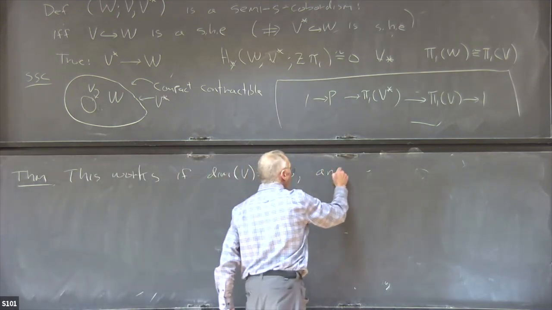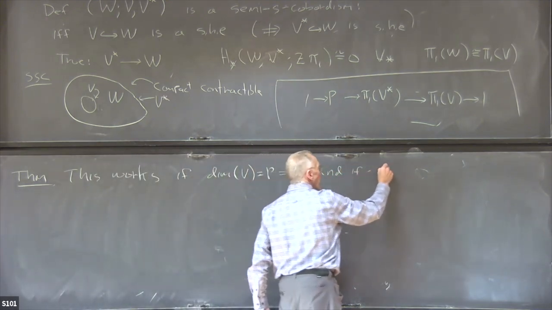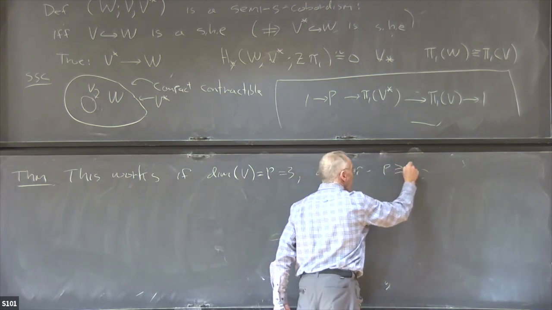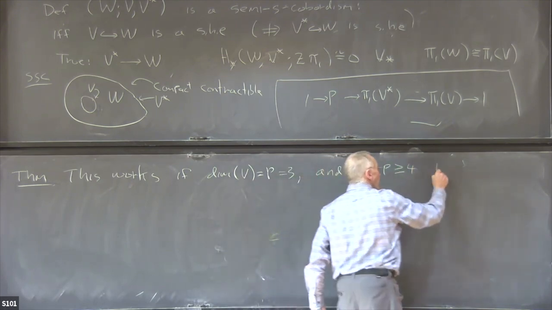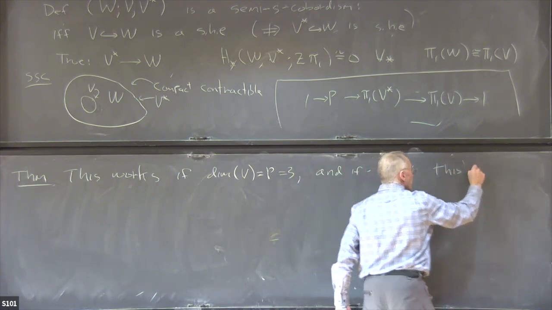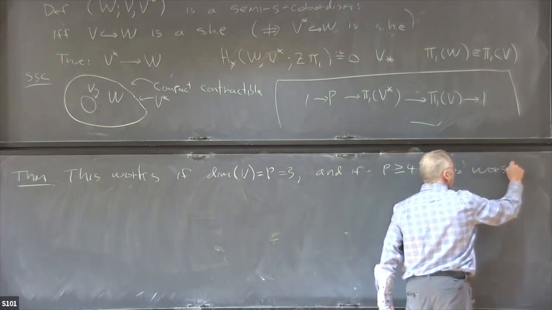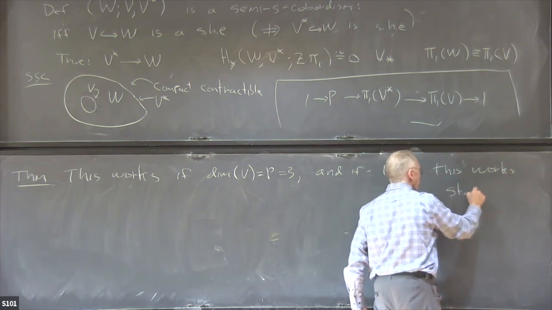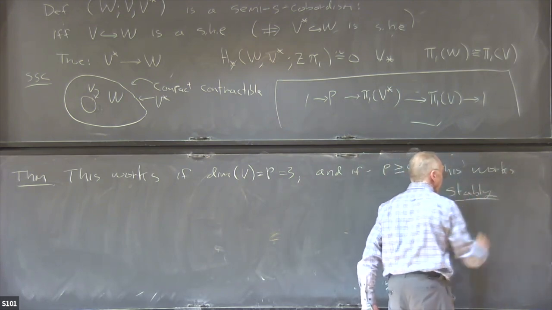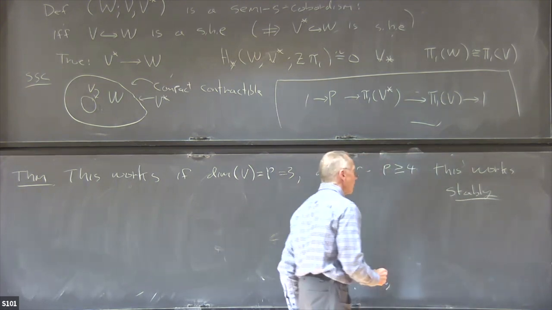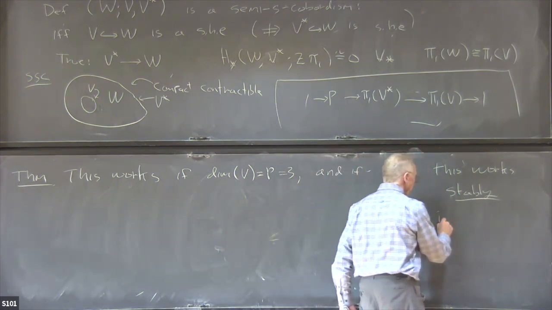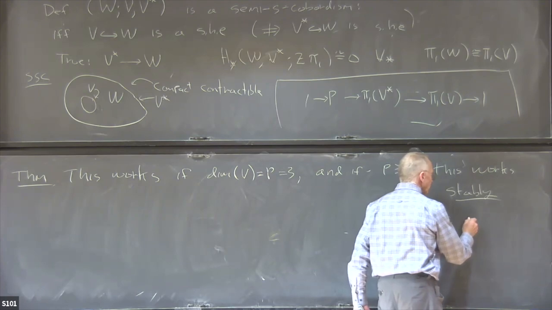And if p is greater than or equal to 4, this works stably. What I mean by stably is after crossing with a large torus.